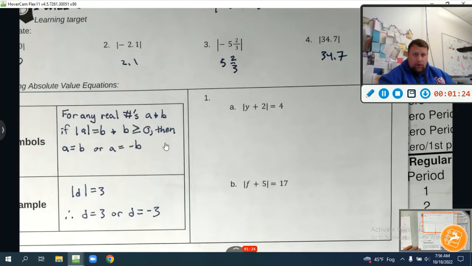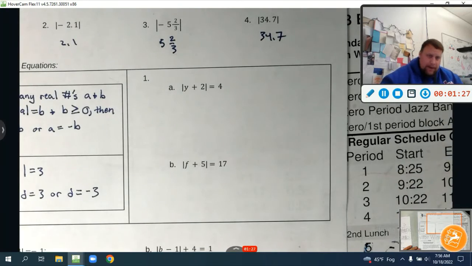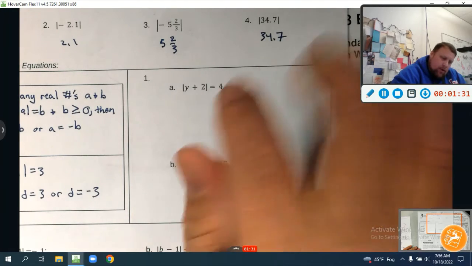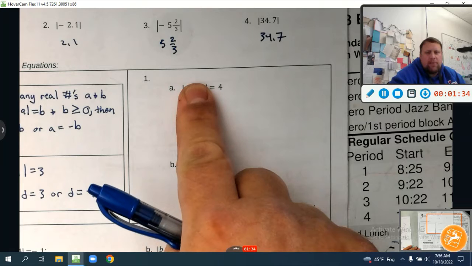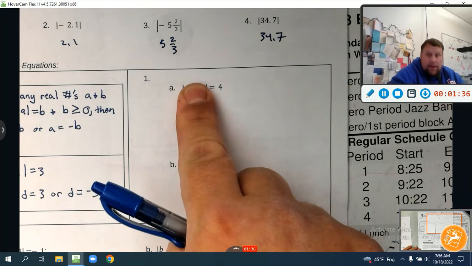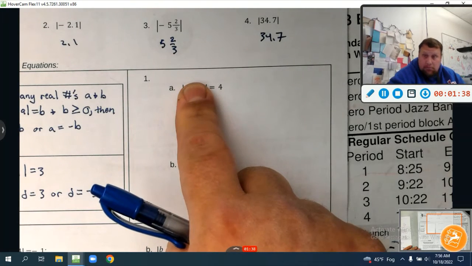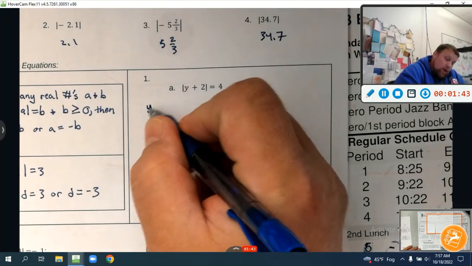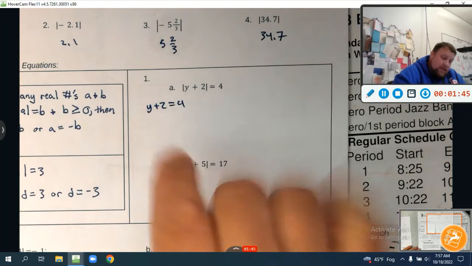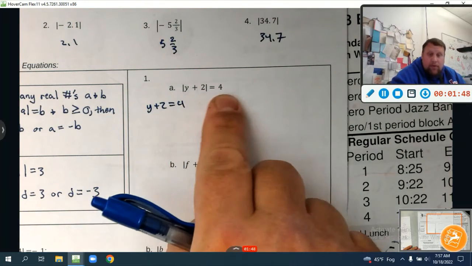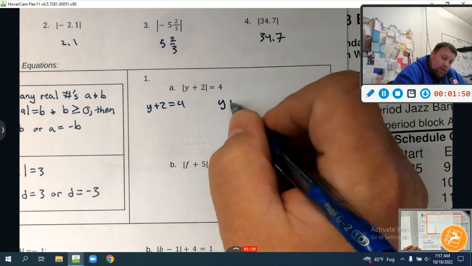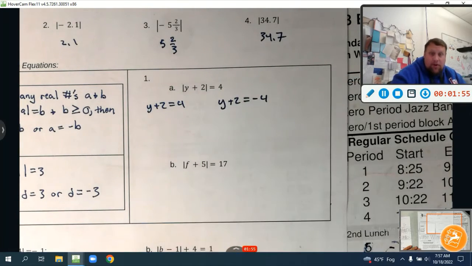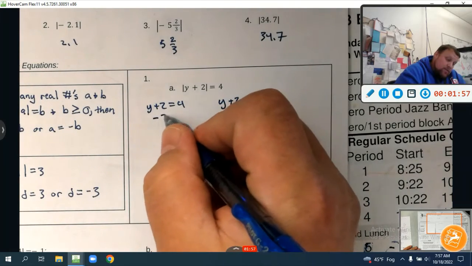What does that mean for you? Well, let's look at these equations over here. You guys ready? If I have the absolute value of y plus 2 equals 4, ultimately that y plus 2 equals a single number. And that single number could be either 4 or negative 4. Okay? So I'm going to set this up as y plus 2 can equal 4. Because if y plus 2 equals 4, I'll have the absolute value of 4 is 4. Or y plus 2 can equal negative 4. Because what's the absolute value of negative 4? It's also 4. So subtract 2 from both sides.